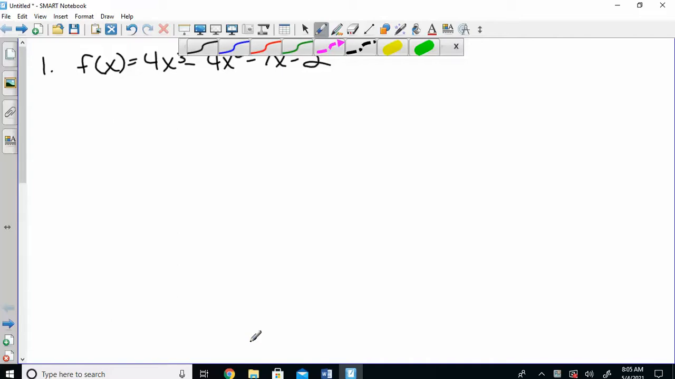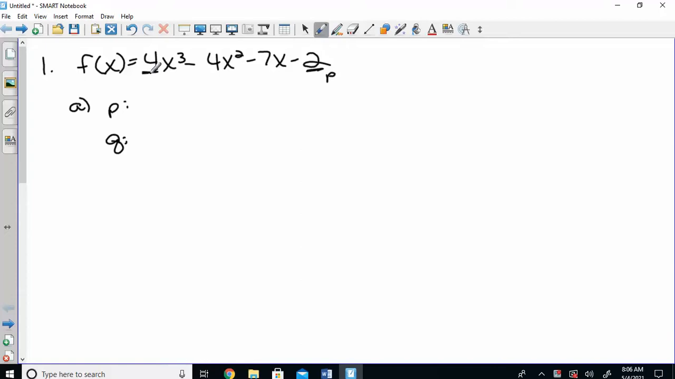A question like this would be worth quite a few points because I'm asking you to do quite a few things with it. Part A, the possible zeros. You have to find your p's and your q's. P comes from the constant, and q is from the leading coefficient, and it's all the factors, everything that divides it evenly.